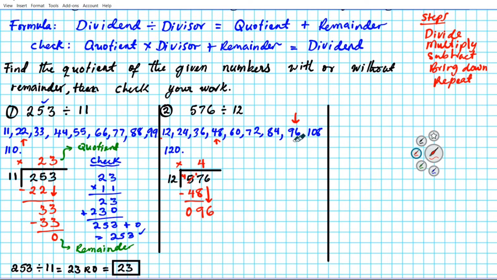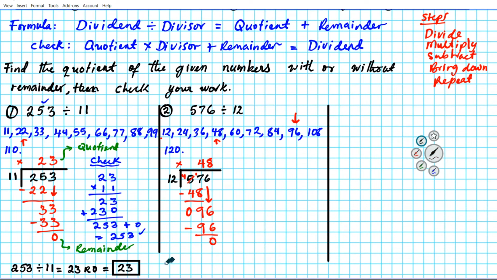So remember what this one is. This is 12 times 8. Okay, so since 12 times 8 is 96, 96 divided by 12 will be 8. Bam. Divide and then multiply 8 by 12, which is 96. Divide, multiply, subtract. Bam, there's nothing to bring down. This number is definitely smaller than our divisor, so we're done.